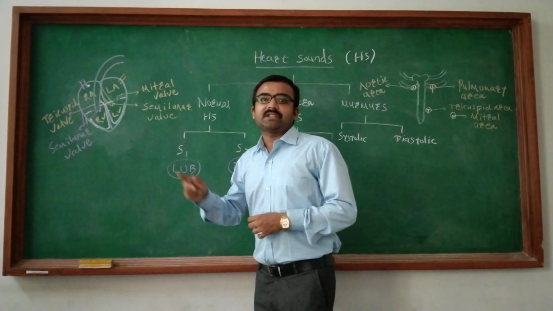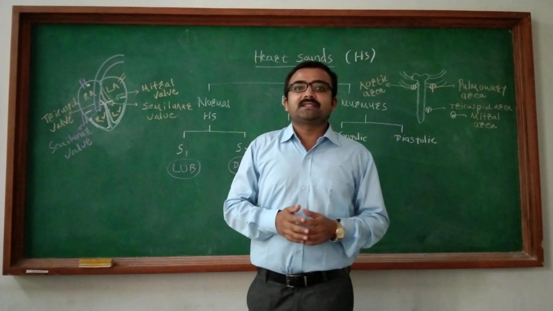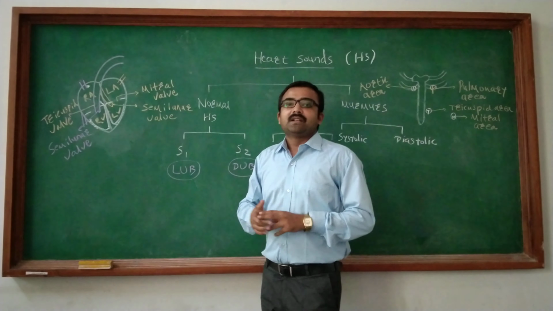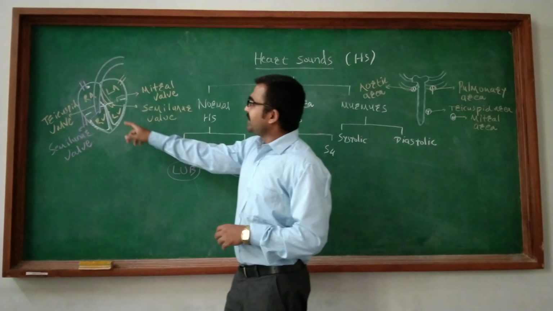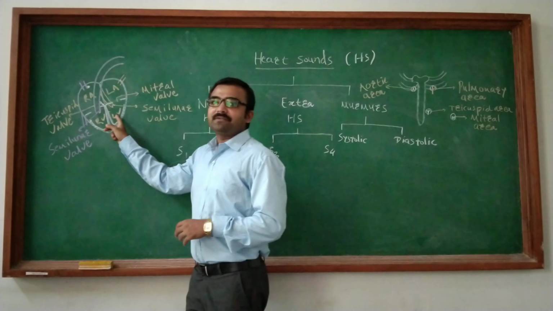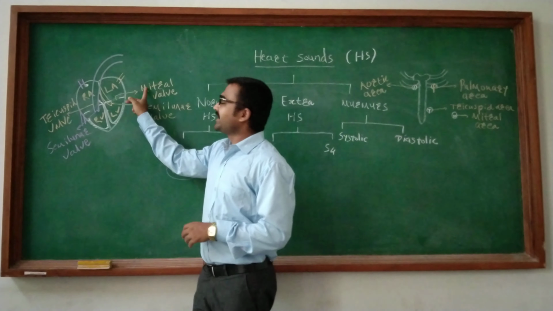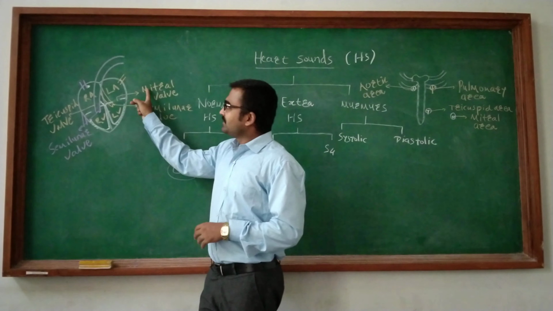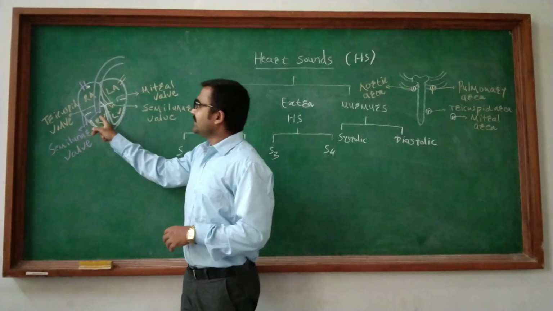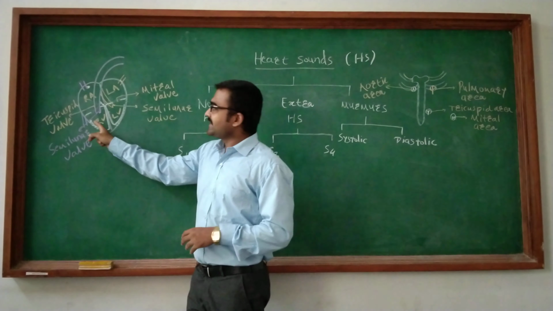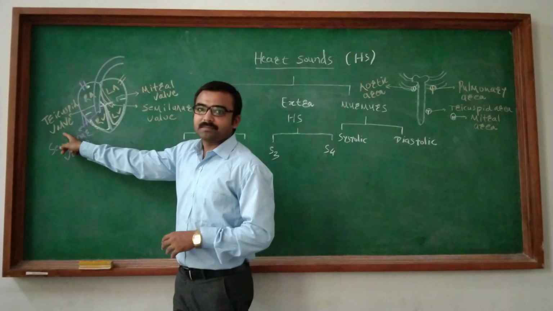Now what are atrioventricular valves? There are two atrioventricular valves in the heart. One valve is present in between the left atrium and the left ventricle. The name of this valve is mitral valve. Whereas the other atrioventricular valve is present in between right atrium and right ventricle and it is named as tricuspid valve.